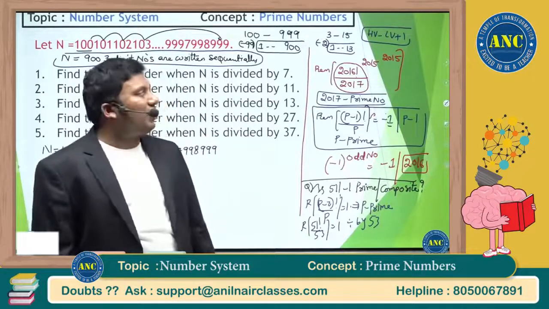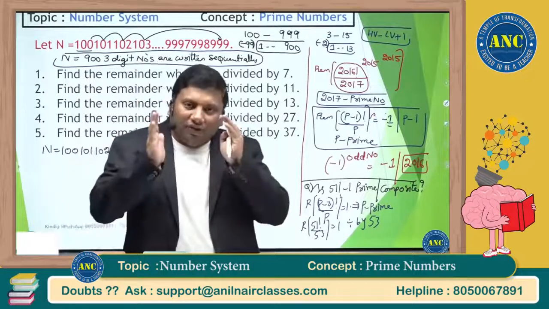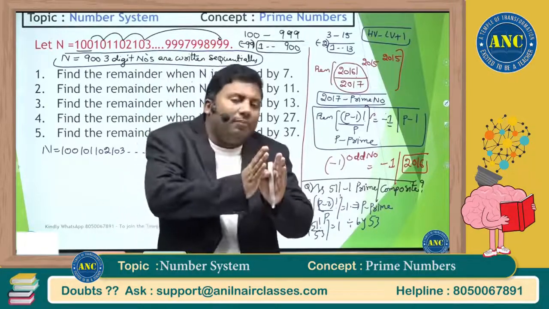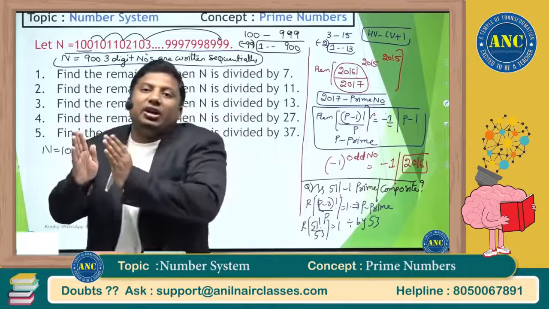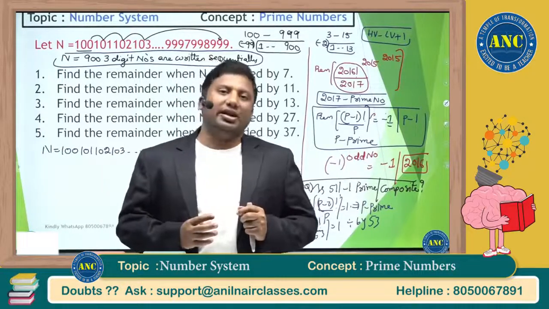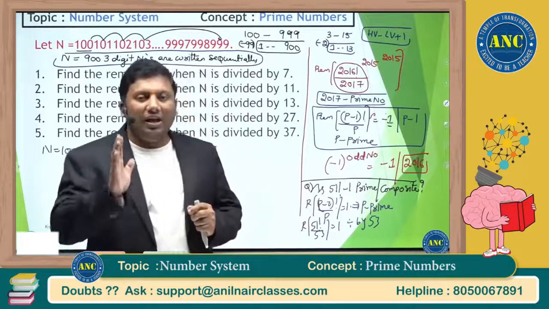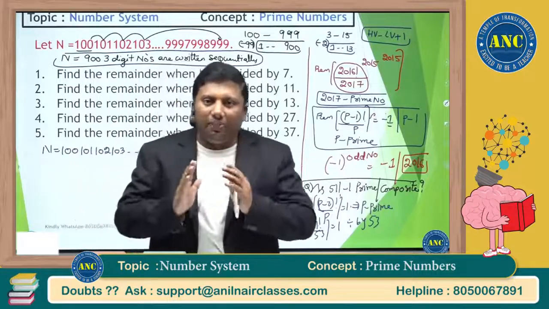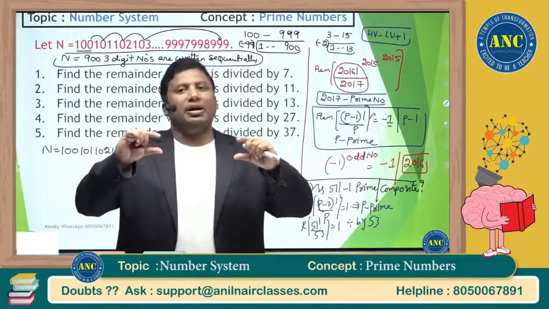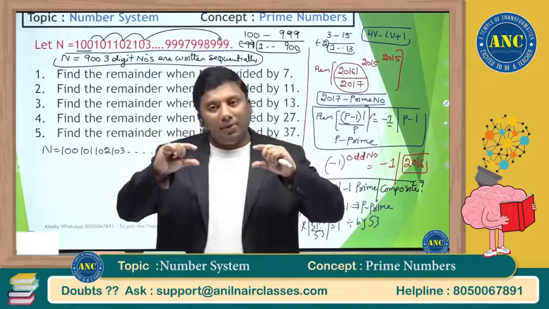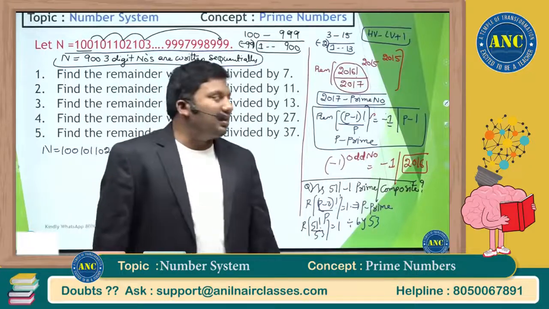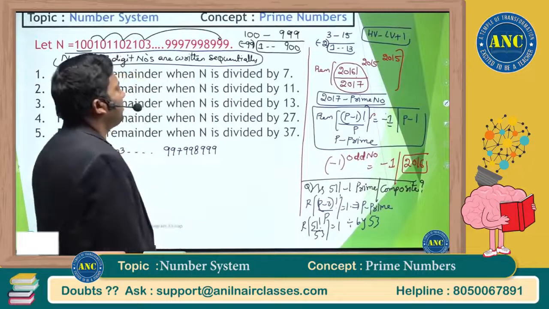Please write down in your notebook. If the lowest number is A and the highest number is B, the number of numbers from A to B is defined as B minus A plus 1. Again I am repeating it: if the lowest number is A, the highest number is B, the number of numbers from A to B is B minus A plus 1.